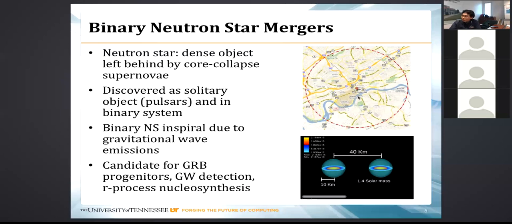As a comparison, this is the map of Knoxville, and this is a 10 kilometer radius of Knoxville. So imagine the mass of the sun compressed to this area. It's a very, very dense object, and it's usually discovered as a solitary object or as pulsars, and it's also discovered in binary systems. If we have a neutron star binary orbiting each other, it will eventually inspiral because it's losing energy from gravitational waves. So as I said before, this is a candidate for gravitational wave detection. It's also a candidate for what we know as gamma ray burst progenitors.